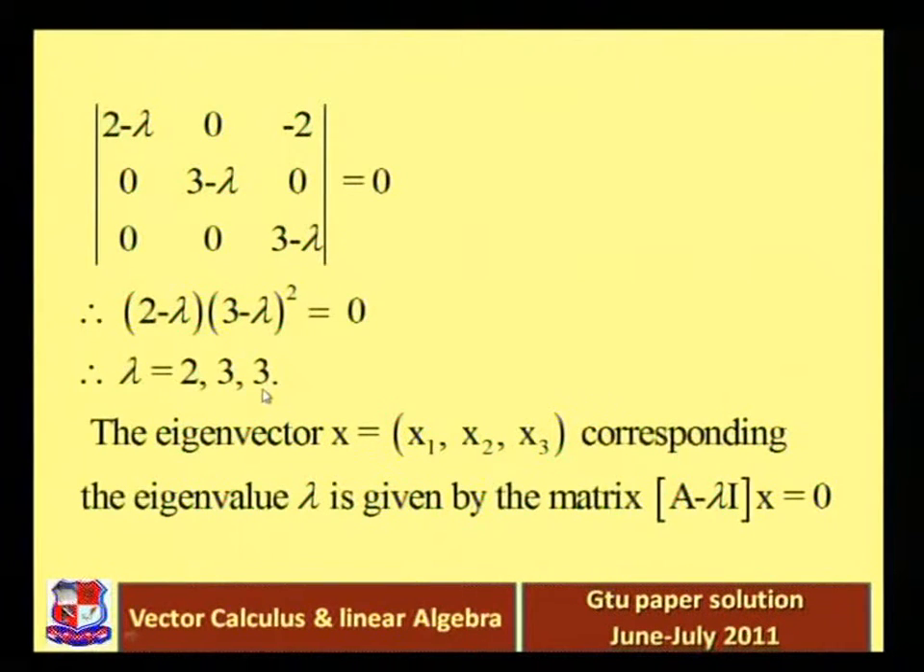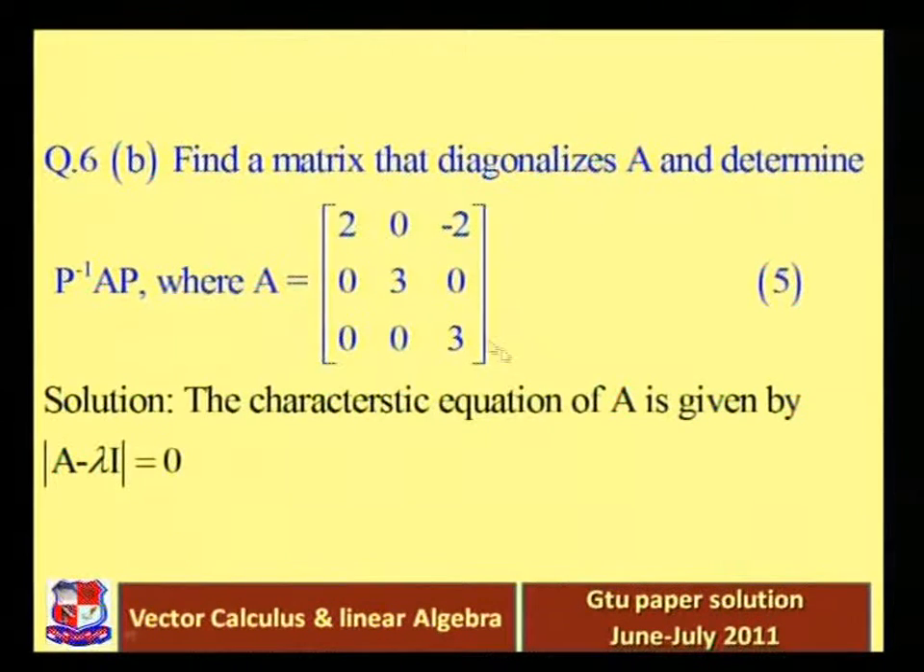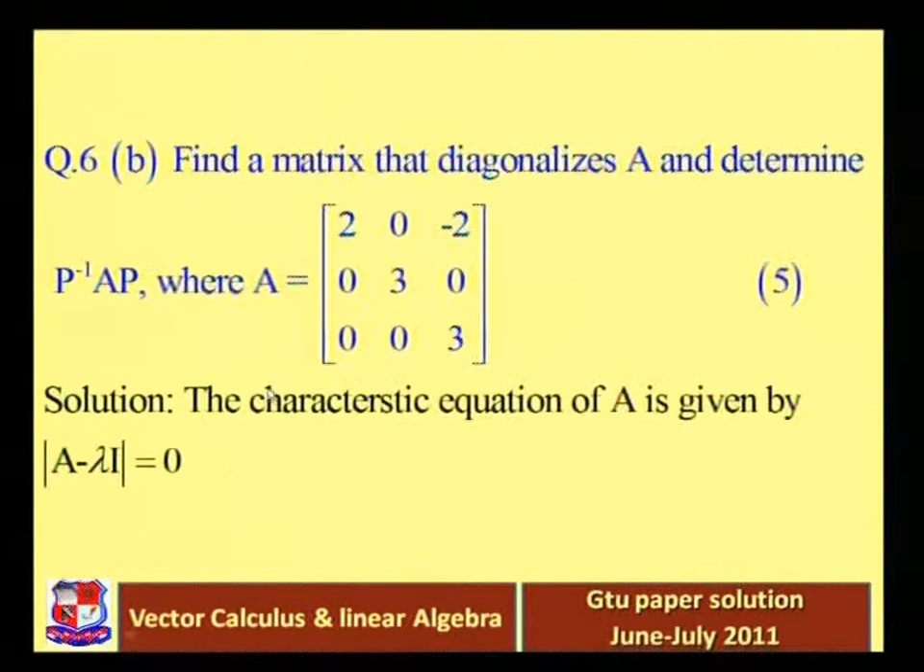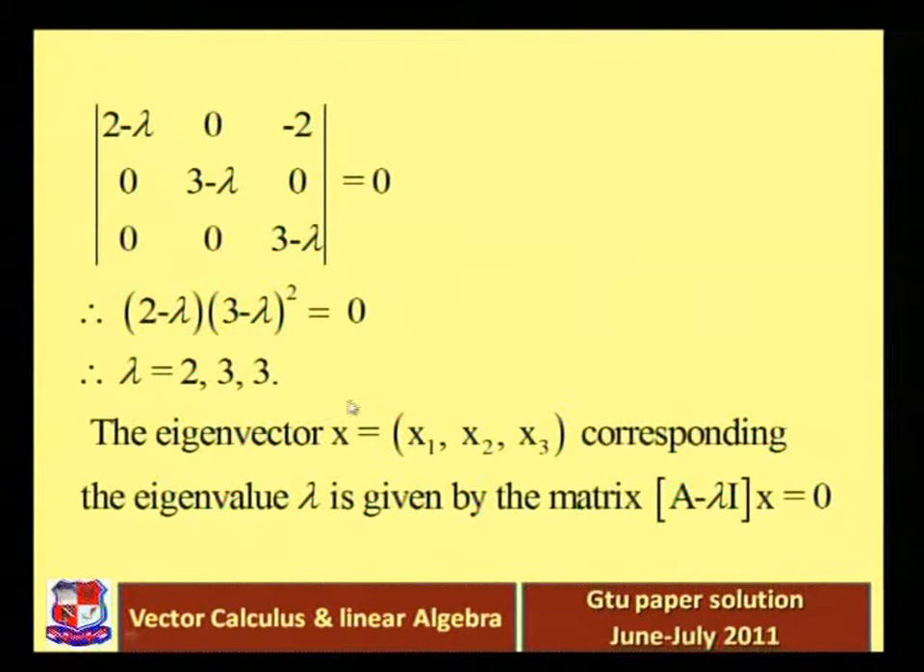In other words, you can also find the eigenvalues directly, because this is an upper triangular matrix. Below the main diagonal entries all the elements are 0 here, so this is an upper triangular matrix, and in an upper triangular or lower triangular matrix, the main diagonal entries are exactly the eigenvalues. The main diagonal entries are 2, 3, 3, so 2, 3, 3 are exactly the eigenvalues. Now corresponding to these eigenvalues, we have to find the eigenvectors.